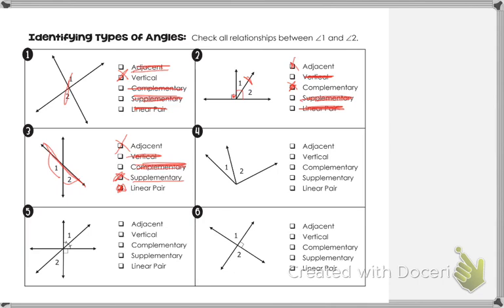Number 4, 1 and 2, they're adjacent, next to each other. They're not vertical. There's not enough information to call them complementary because I don't know if they're 90. Definitely not 180 degrees or linear pair.